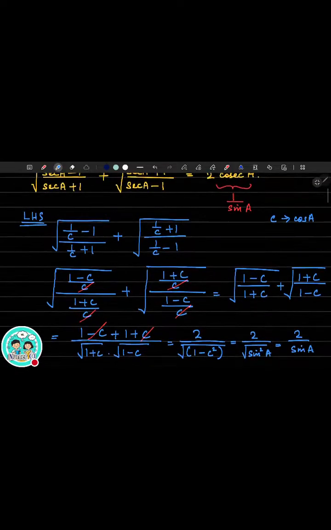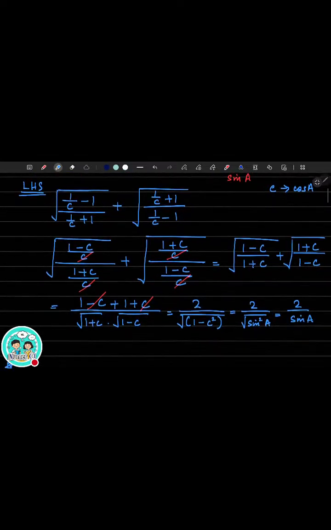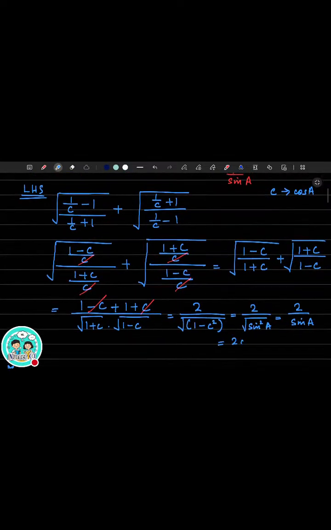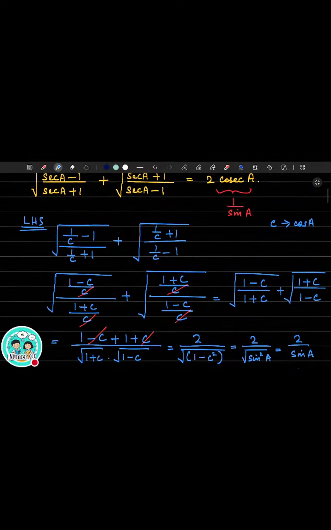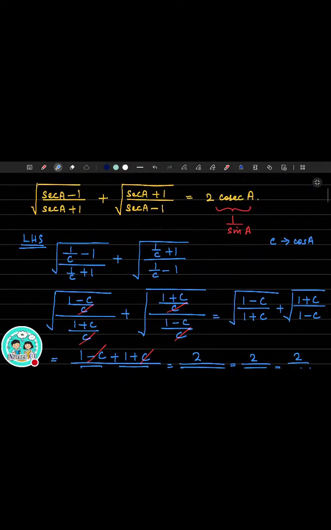What is 2 divided by sin A? It is 2 cosecant A, which is equal to RHS, hence proved. Again, a very good question. Let me know if you are able to do it.